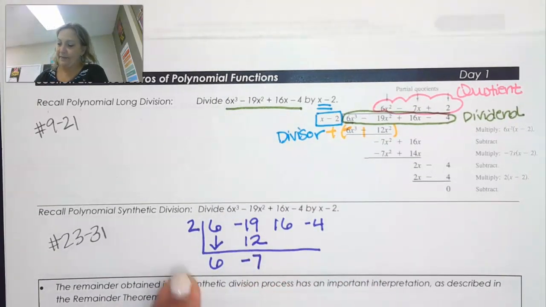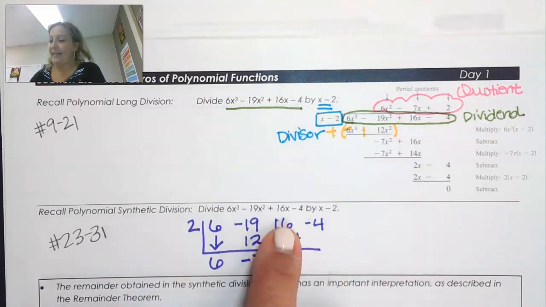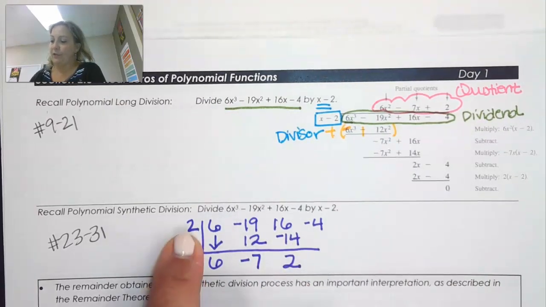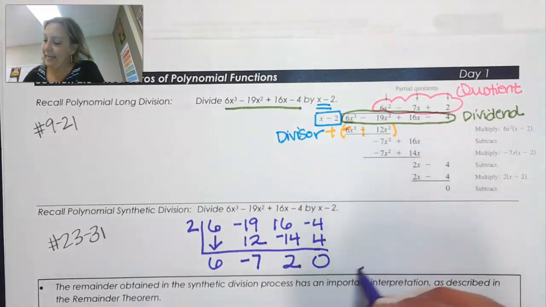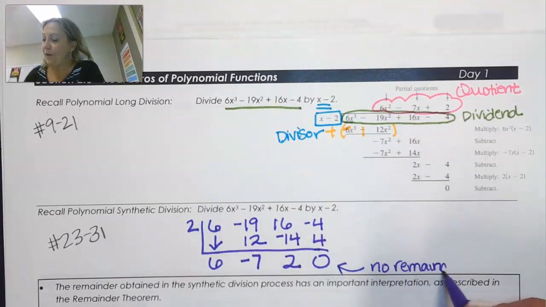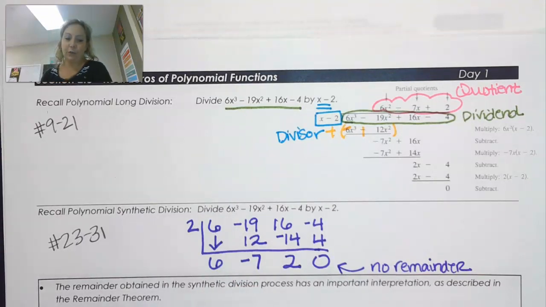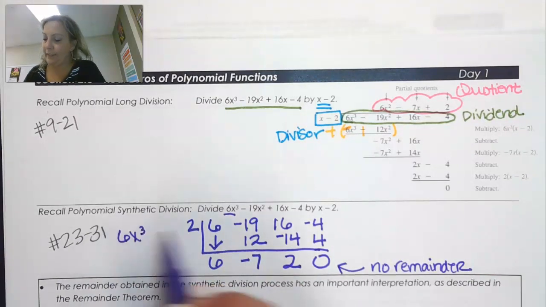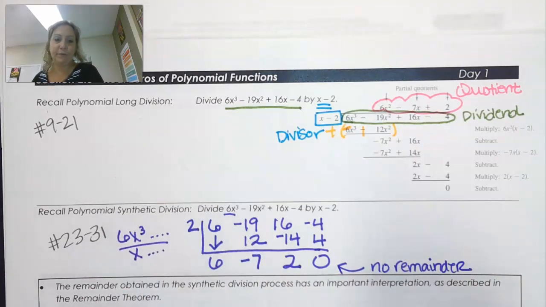Do the same thing. Negative 7 times 2 is negative 14. And then I add to get 2. 2 times 2 is 4. And I add to get 0. And again, this here just means that there is no remainder. Now, our answer isn't 6, negative 7, 2. What we're doing is we're trying to divide this 6x cubed and all this other stuff by x minus 2.